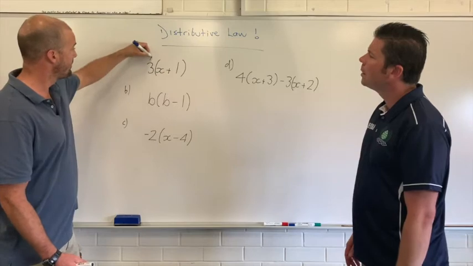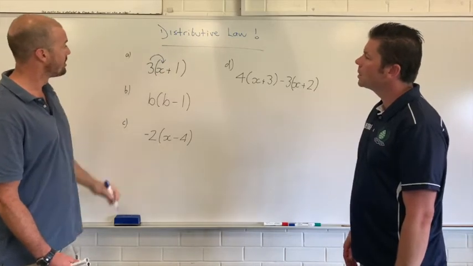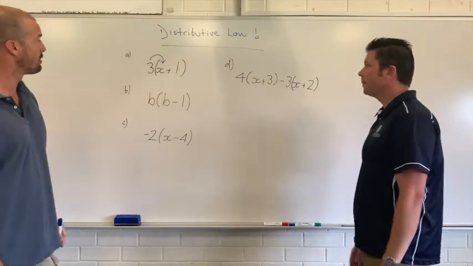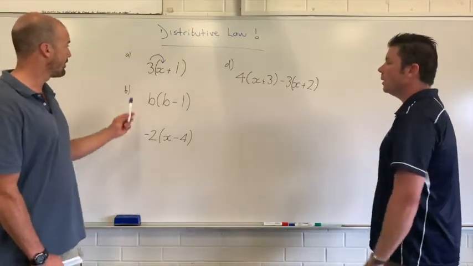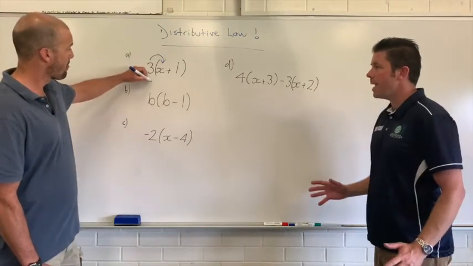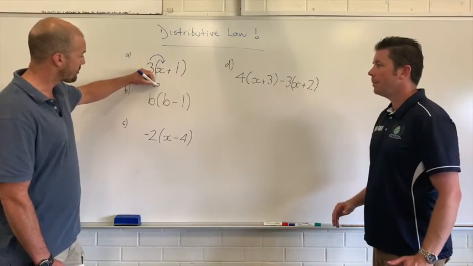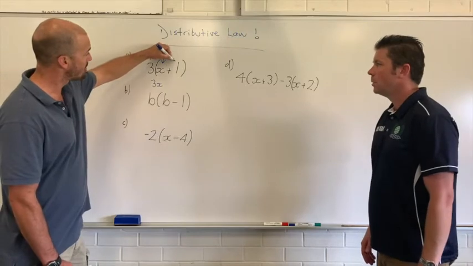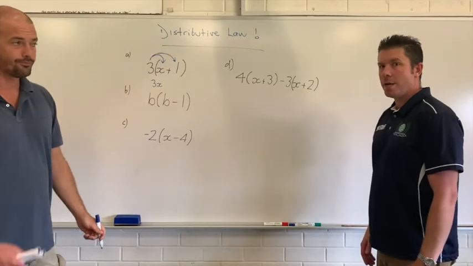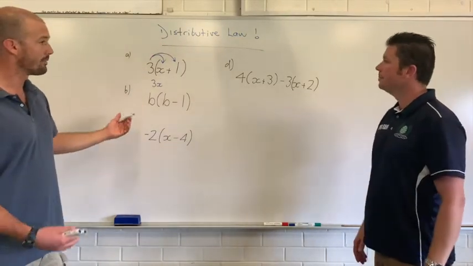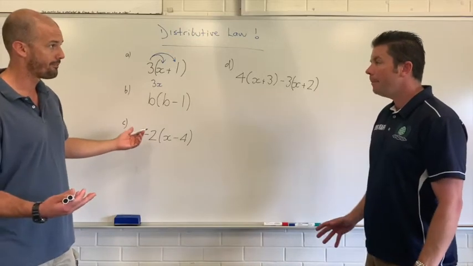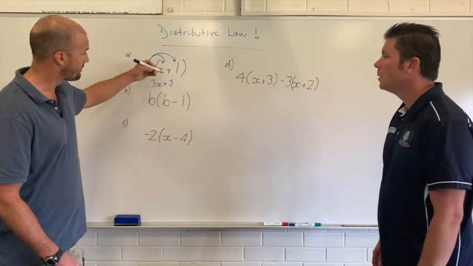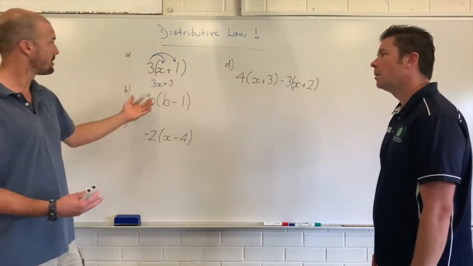So let's just go across. 3 times what's inside the brackets. It's multiply when there's a bracket, it's not plus. So 3 times x is 3x. We don't know what x is. Now, 3 times positive 1 is 3. Is that negative 3 or positive 3? Positive 3, so plus 3. And that's it.